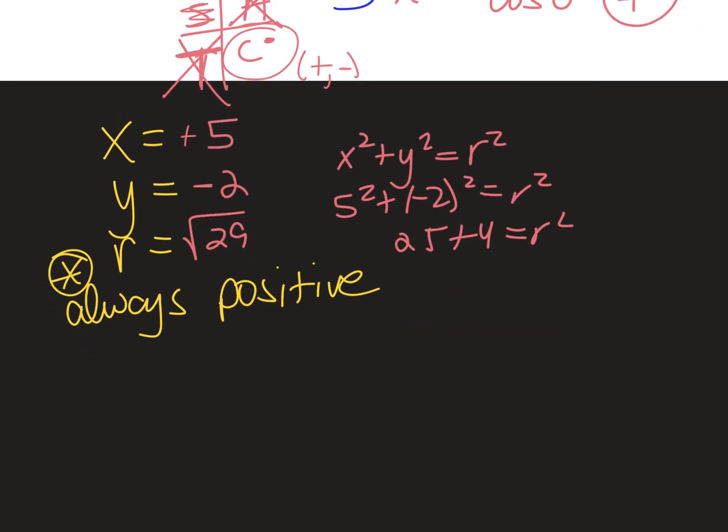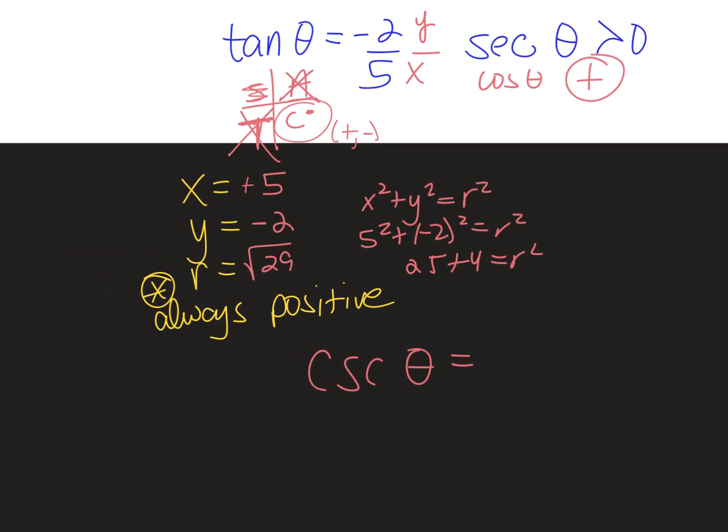Say I asked you, what does this one ask for? Cosecant of theta. Well, some of you are like, oh my gosh, cosecant. What is cosecant the reciprocal of? Sine. So think about that. Sine is y over r. So what's cosecant? R over y. What's your r value? Square root 29. What's your y value? -2.